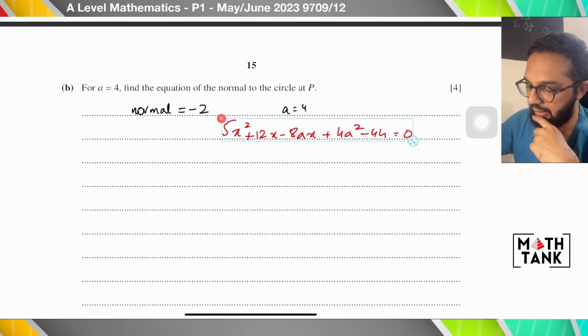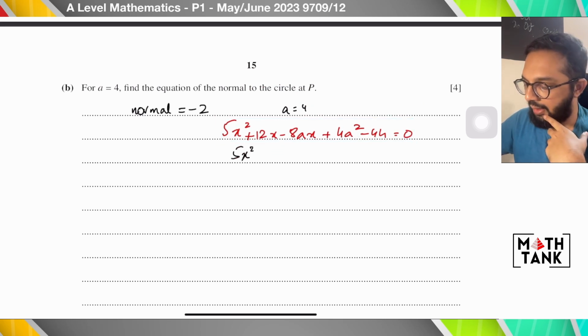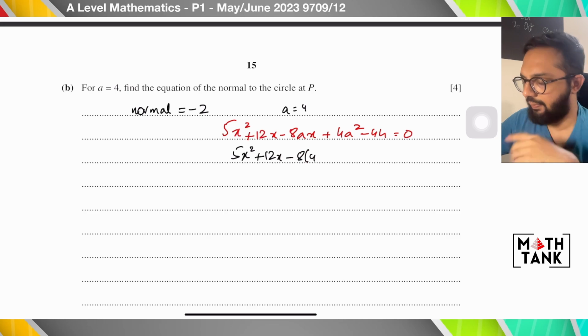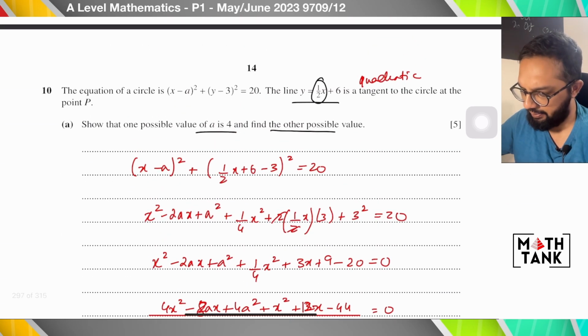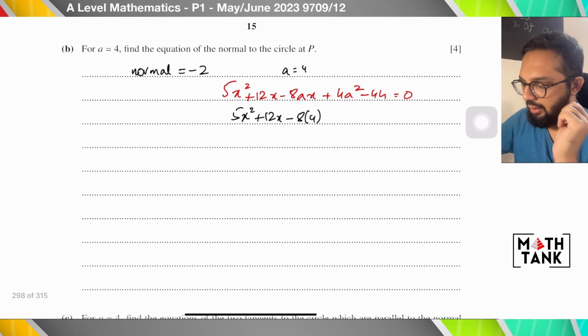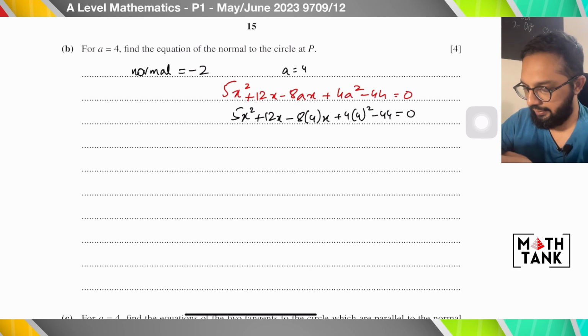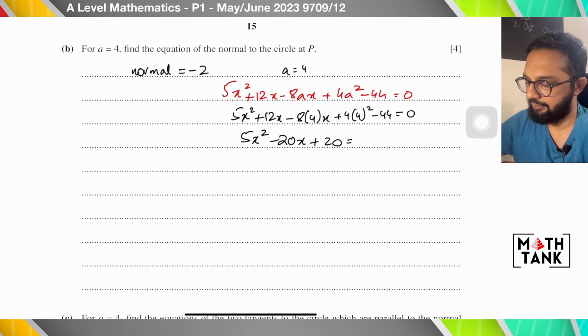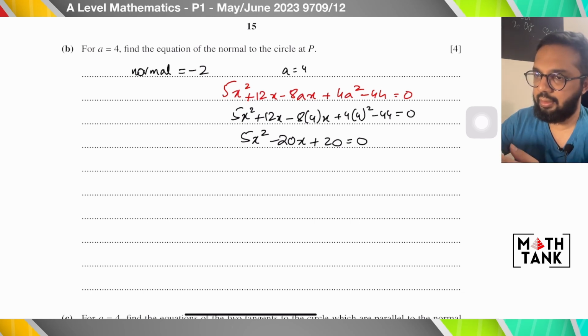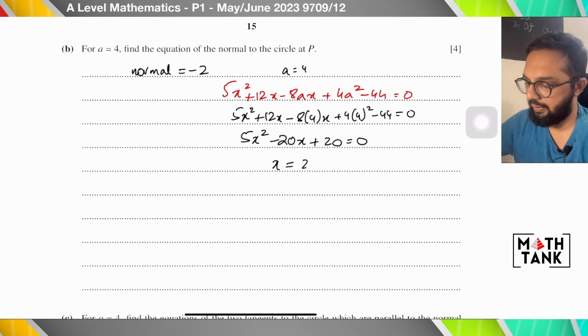So I've solved simultaneously again and ended up with this. I can replace this with 4. I don't think the coordinate of P is given. Yeah, it's not given, so I'll have to calculate. If you do that, 5x squared minus 20x plus 20. Okay, going to my quadratic again, 2 and 2. Okay, so x is 2.